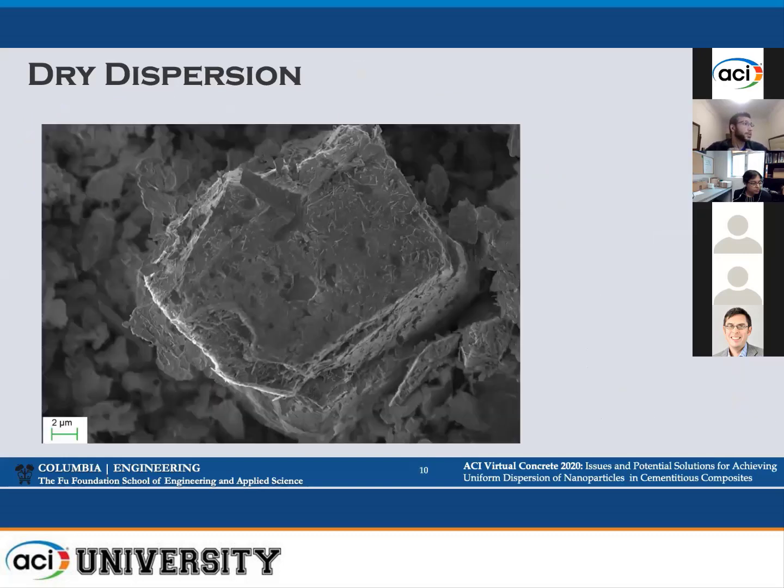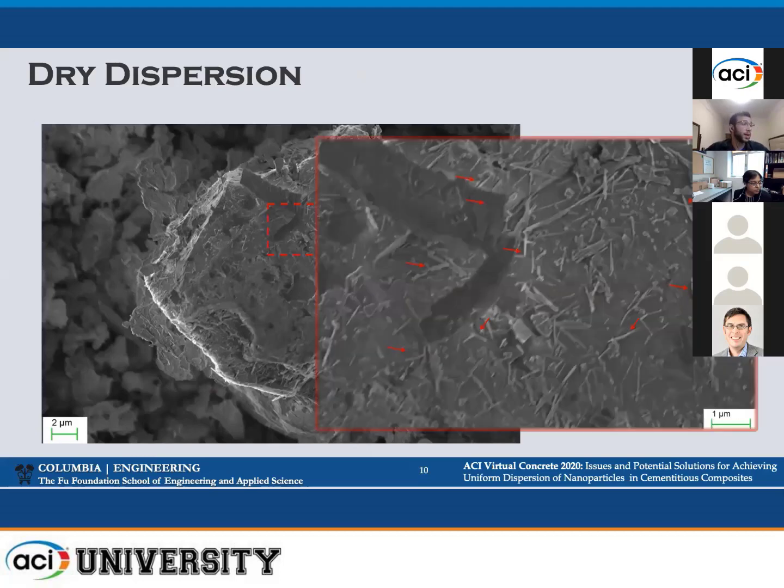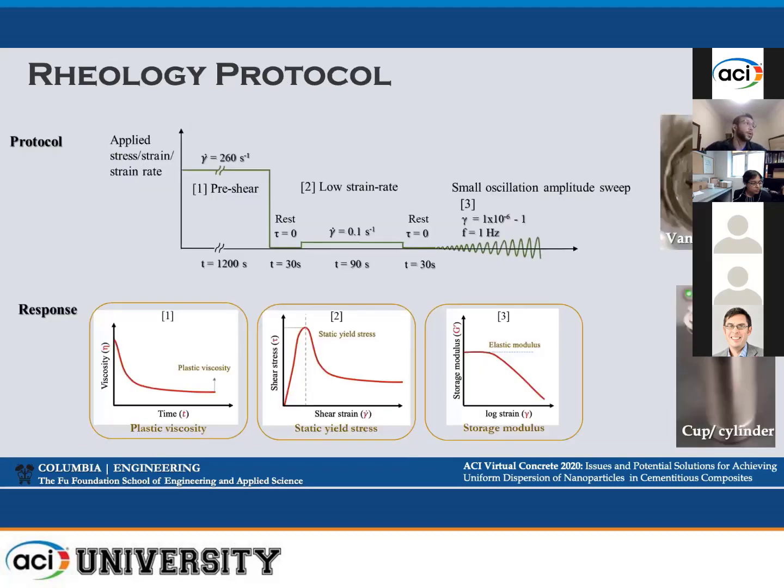With these nanoclay-modified cements, if you look under the scanning electron microscope, we find the unhydrated cement particles have all the individual nanoclay particles distributed on the surface. And with that, we can go and study the rheological properties of cement paste, and we use the vane and cup geometry to do this.